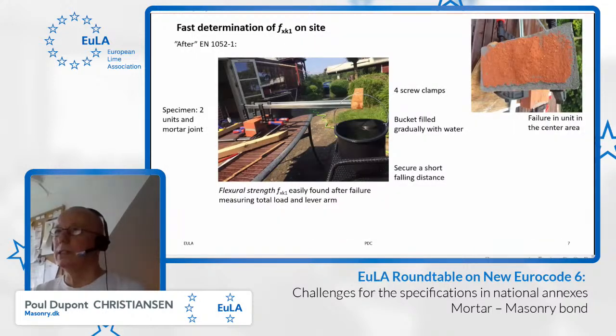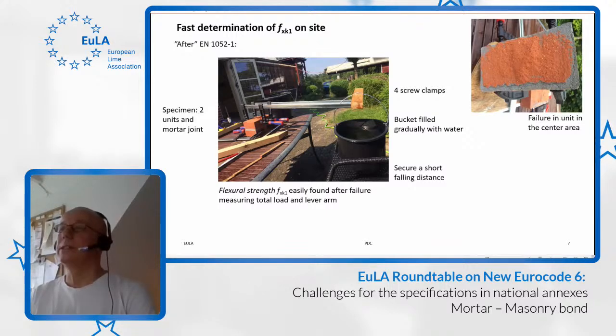So this is a fast determination of Fxk1 on site. It's not that difficult to measure. If you are in doubt on site, you just make a specimen of two units and a mortar joint, and then 4 screw clamps, and then a bucket of water, and then fill it. And then when it breaks, you can measure the amount of water and find Fxk1.